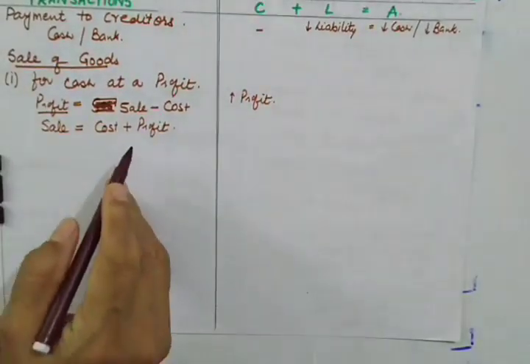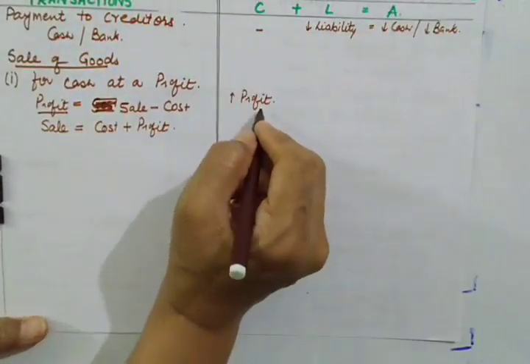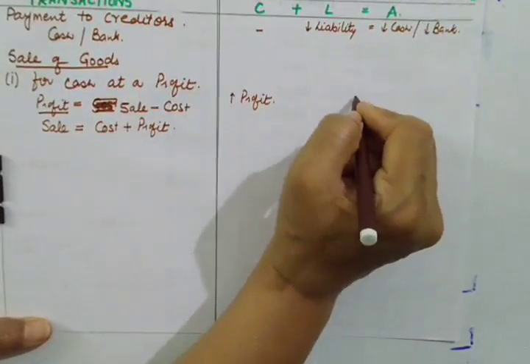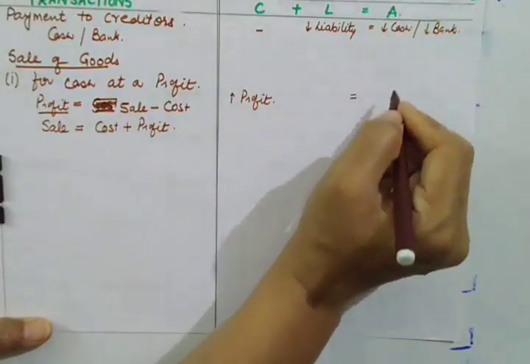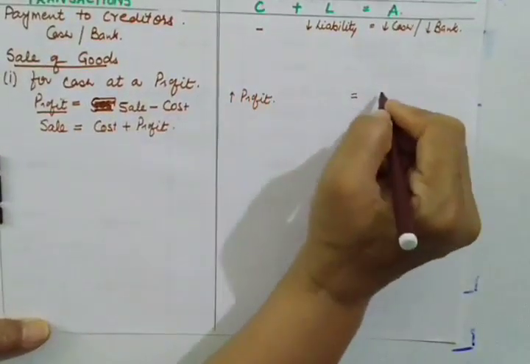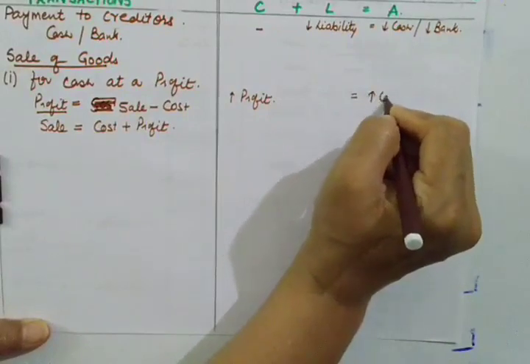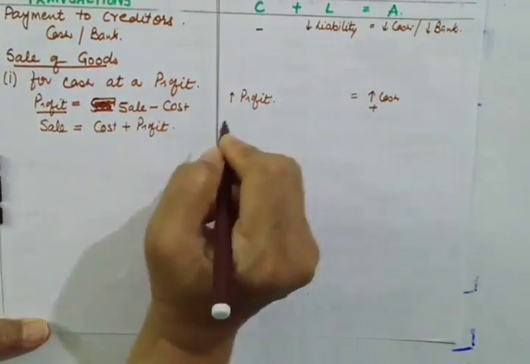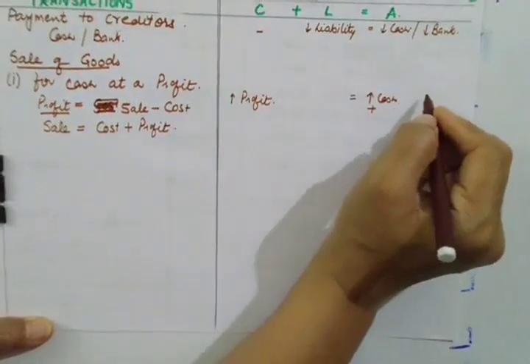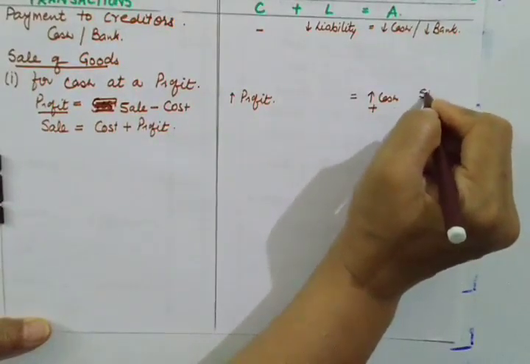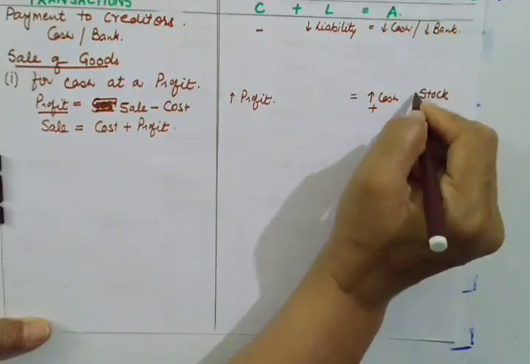So in this case, capital will increase by profit, and moreover, if it is a cash sale, your cash will increase. It will be added to the cash, number one. Number two, it will decrease your stock.